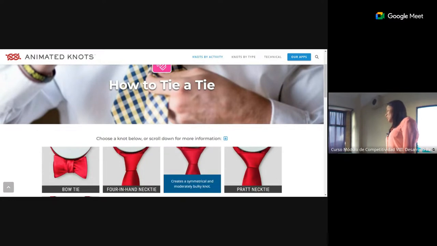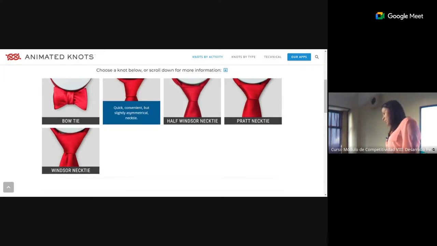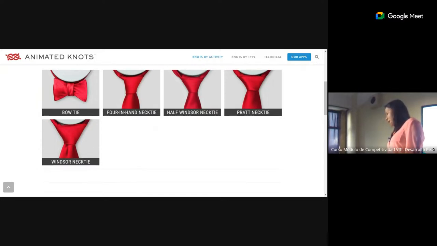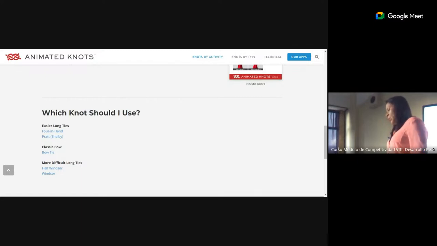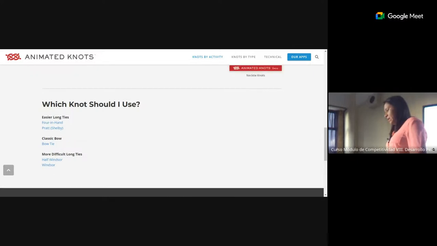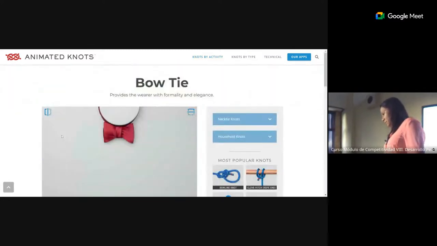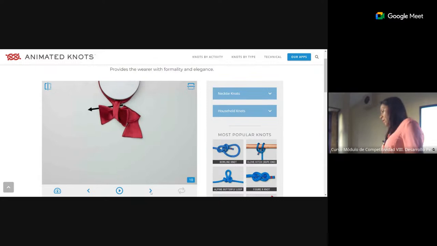Okay, well, in here, as you can see, we have more types. You have to choose the knot below or scroll down for more information. So in here, you will find a little more. It says we have the bow tie, the Windsor necktie, four-in-hand necktie, half Windsor necktie, Pratt, and a lot more, okay? So also it says, which knot should I use? Because if you don't know which to use, here they give you more information, the more difficult ties and the classic ones. So let's pick the first one, this one. This is the bow, yes? And here also they are going to give us step by step how to make a bow, this bow here. It looks pretty simple, right?